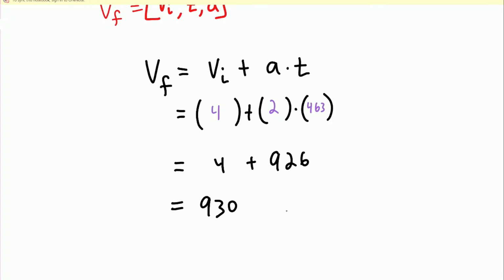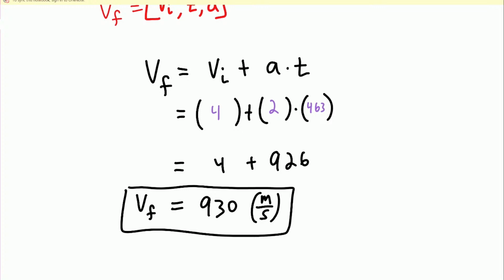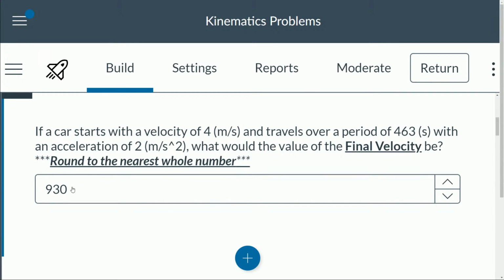$930. And this is a velocity, so it's going to have units of meters over seconds. That's the final velocity. Now, when you plug this into the actual problem, like to submit your answer, notice that the answer is 930, but there's no units. I just want the number. Now, in this case, I didn't have to round anything, so we got lucky.